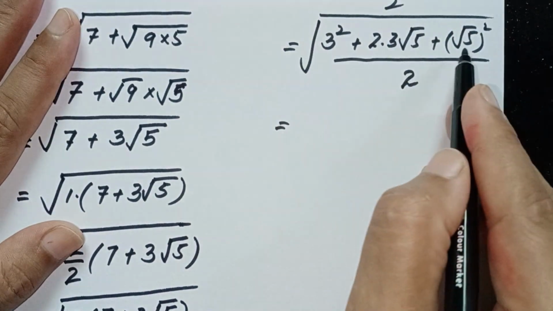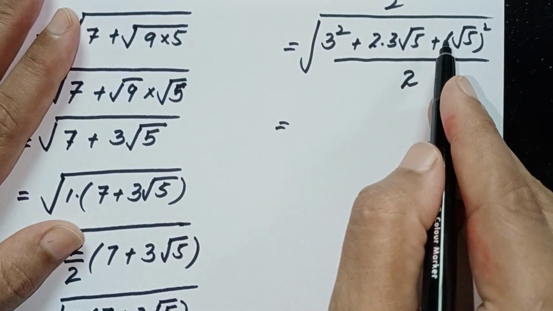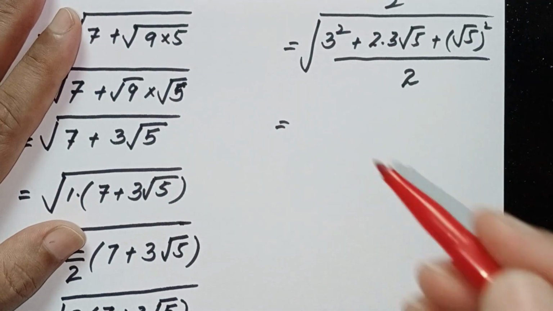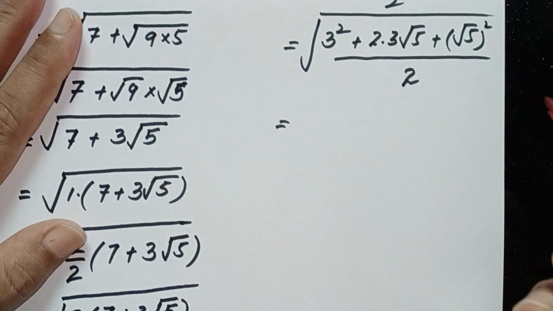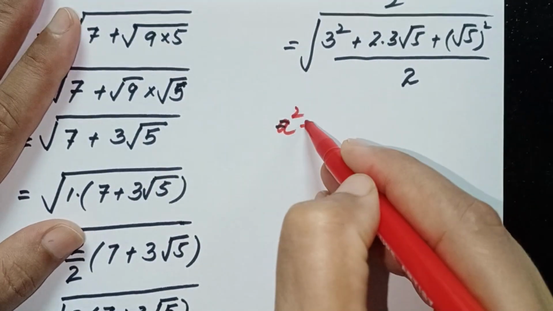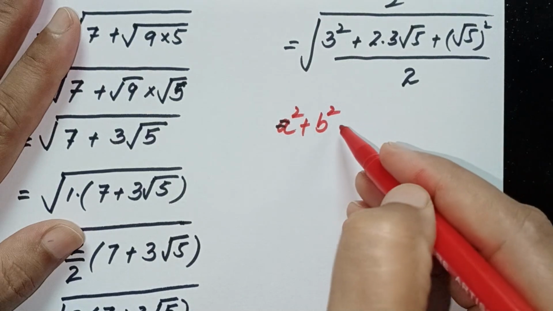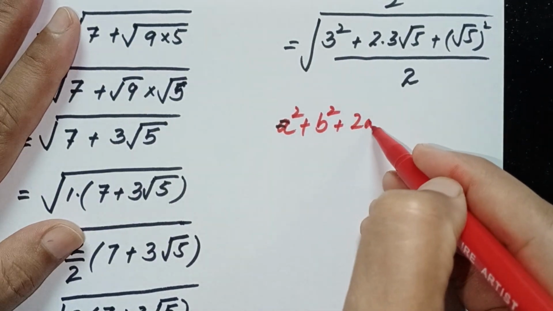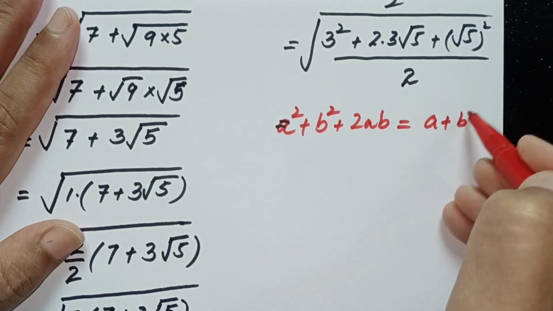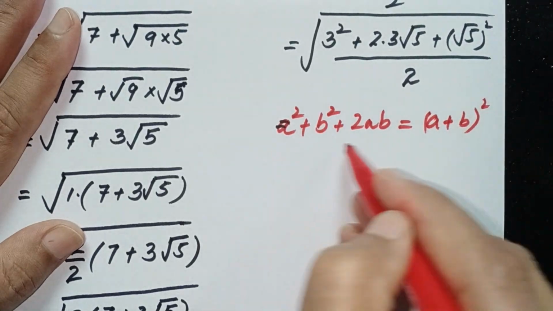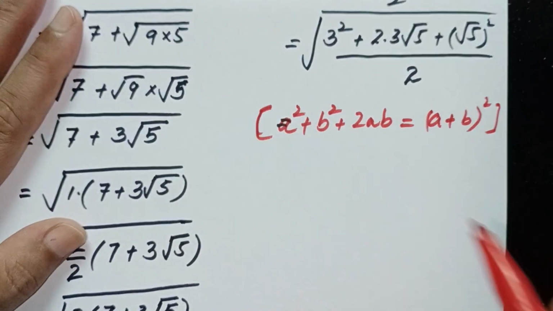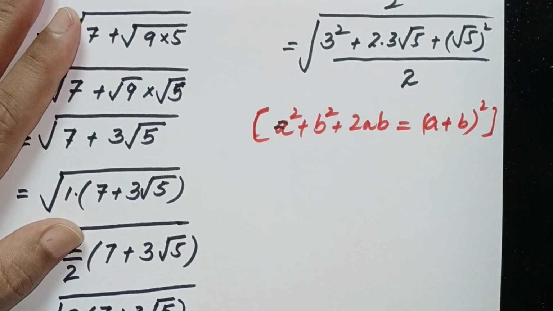Now if you look at this, it is a form of a very commonly used formula. I'm going to write down that formula: a square plus b square plus 2ab is equal to a plus b whole square. So we are going to use this formula. If we have this form on the left hand side, we can write the right hand side, a plus b whole square.